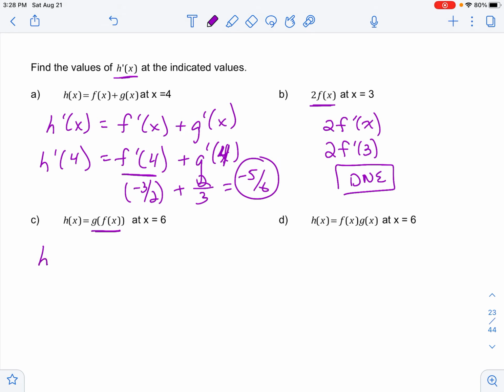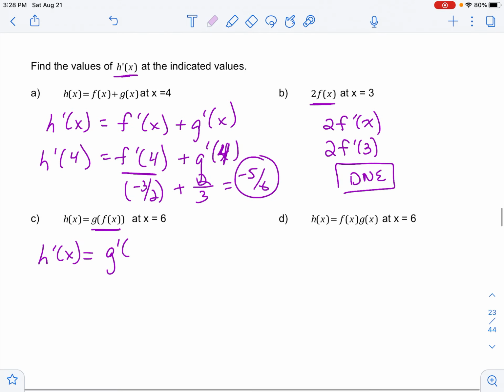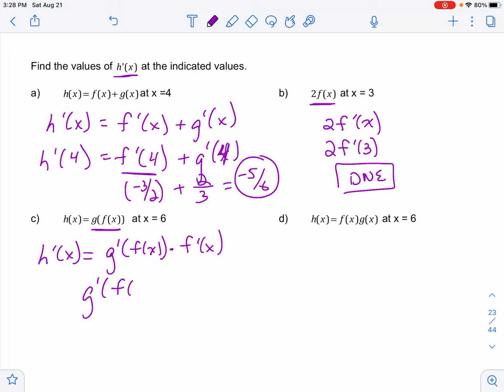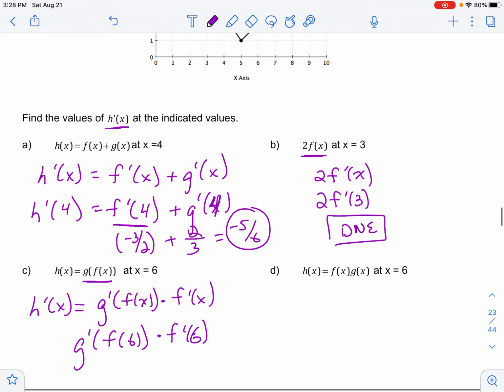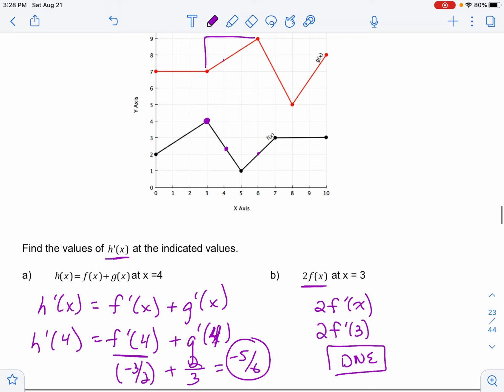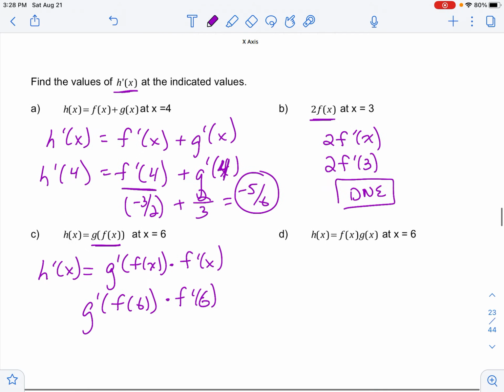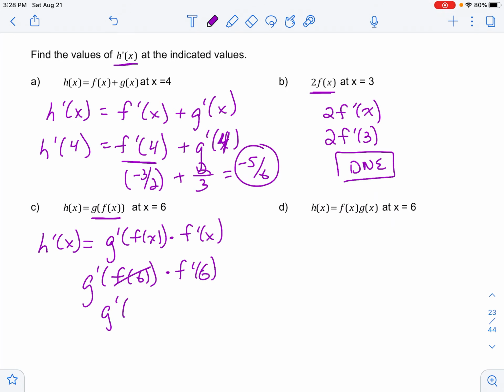Okay, this one is your chain rule again. So let's take our general derivative first. We take the derivative of the outside, inside stays the same, times the derivative of the inside. I want to know what happens at 6, so let's plug in the 6. So first thing I have to figure out is what is f of 6? F of 6 is just the y-coordinate on this f graph, which is exactly 2. So I'm going to replace that with 2.